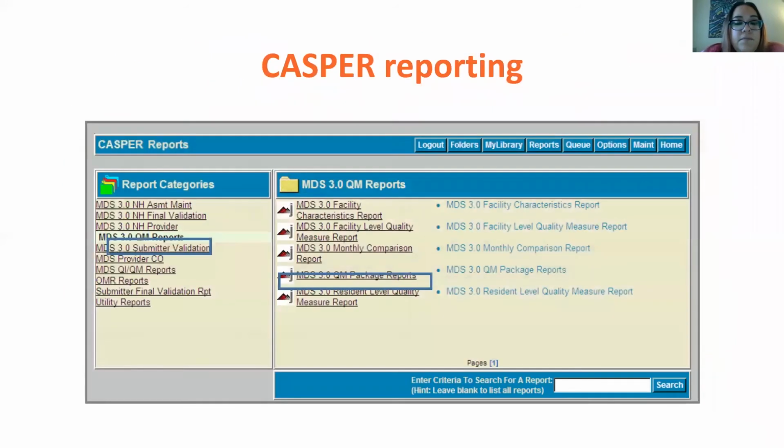My hope is that those of you on this presentation have access to the CASPER reporting system. The reports that are generated are very helpful in evaluating your quality measures. I would recommend that you pull these reports at least monthly, and I recommend pulling the MDS 3.0 QM package report. This will include facility characteristics, your facility level quality measure report, as well as your resident level quality measure report.